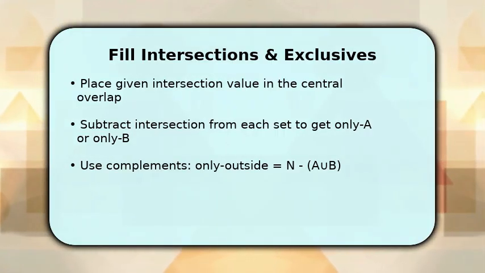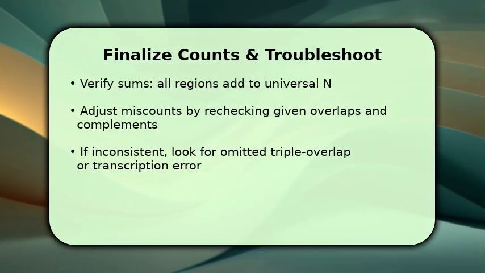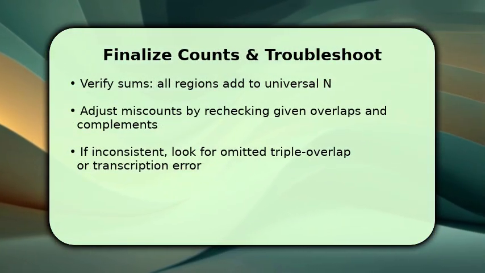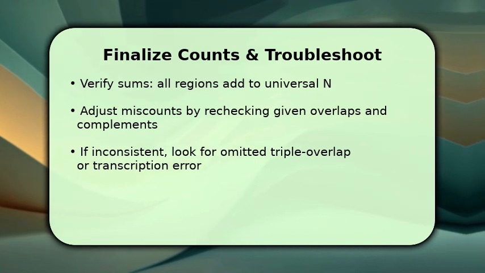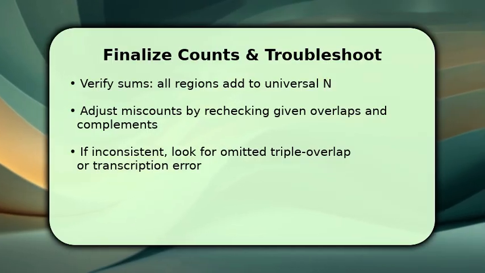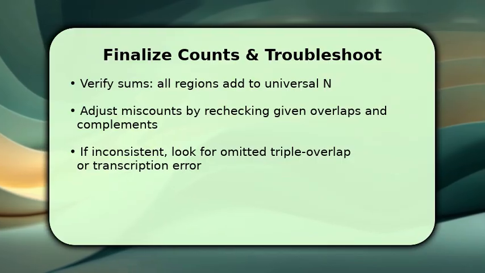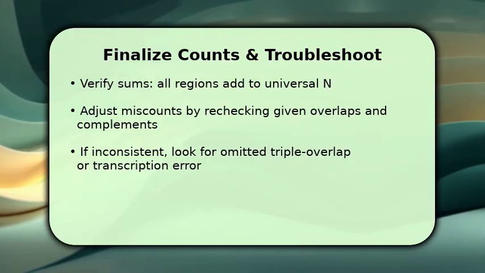Finish by summing every region you filled and compare the result to the universal total. This confirms accuracy. If totals mismatch, retrace steps, reevaluate each subtraction, check whether a triple overlap was omitted, and ensure you didn't double count. Once corrected, label each region clearly with its final count.